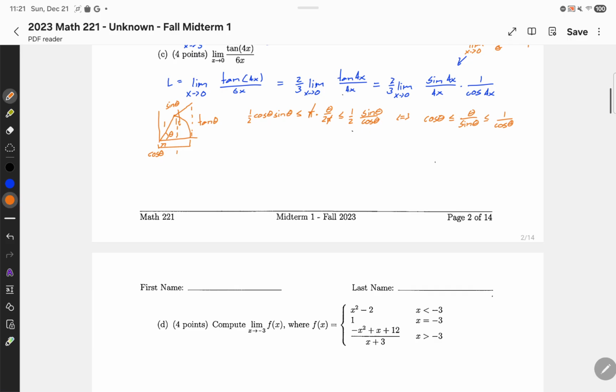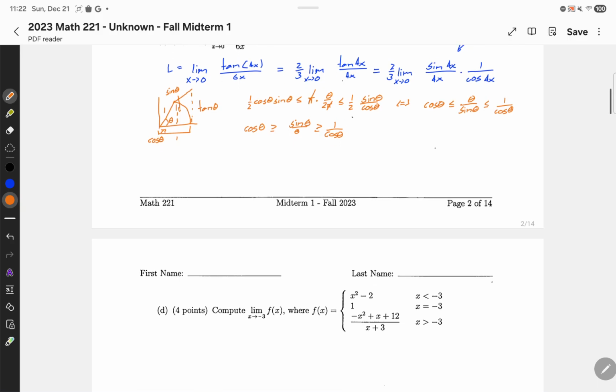All right, and now the last step is we want to turn this into sine theta over theta. So we're going to flip all the fractions, and of course in doing so, we're going to have to flip each of the inequalities. So this is going to give us that cosine theta is greater than or equal to sine theta over theta, which is greater than or equal to, that should be theta, there we go, 1 over cosine theta. In other words, this function in the middle is squeezed between these two functions on either side.